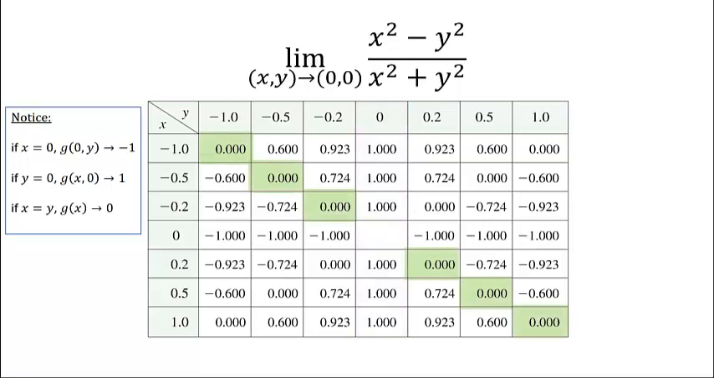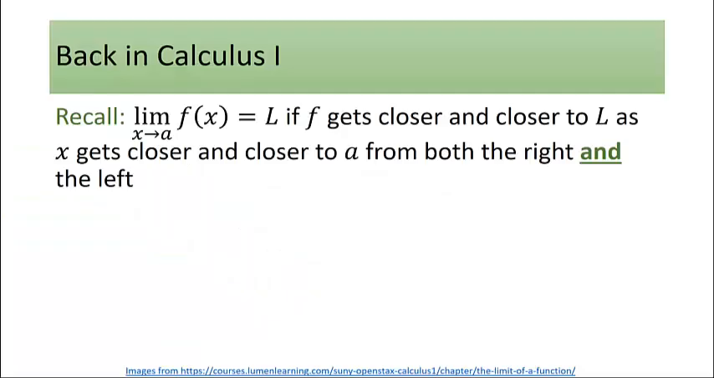Or if we consider approaching the origin along the line y equals x, then in this case it looks like our function is approaching the value 0. And so as you might guess, in this case, because we don't get one unique answer, this suggests that the limit of this function does not exist. All right, so let's get into the details here.